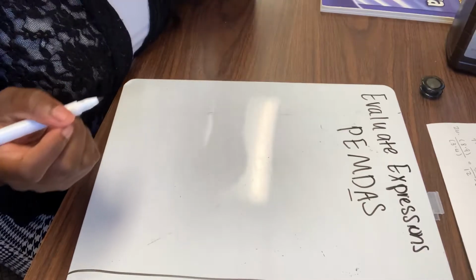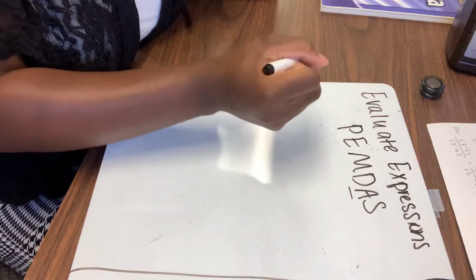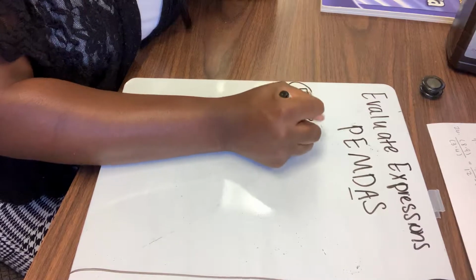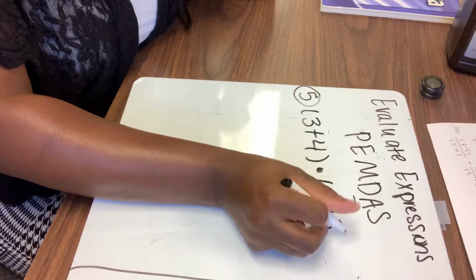Okay, we're back to evaluating expressions again. So we're going to work about 3 more problems and then we're going to move on to another section of evaluating expressions. So let's continue with number 5. So we have 3 plus 4 times 5 plus 3.